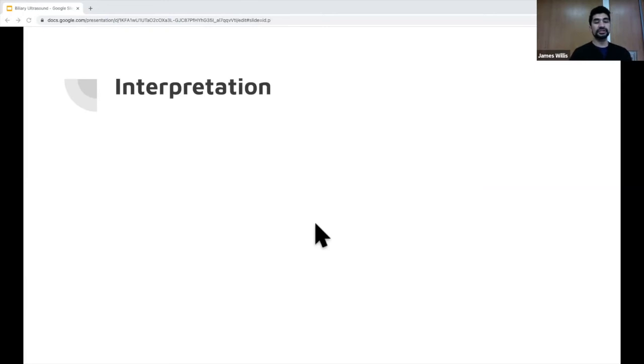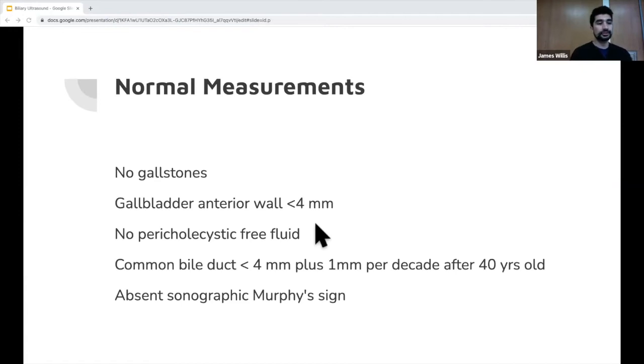So going over interpretation. I just wanted to go over some of the normal measurements and what's abnormal. For the normal measurements, obviously you'd see no stones, and no sonographic Murphy sign. These numbers change from study to study, but generally for the gallbladder anterior wall, you want it less than 3 to 4 millimeters. You don't want to see pericholecystic fluid.